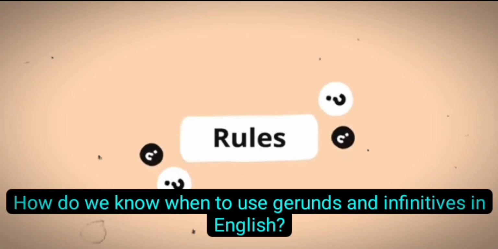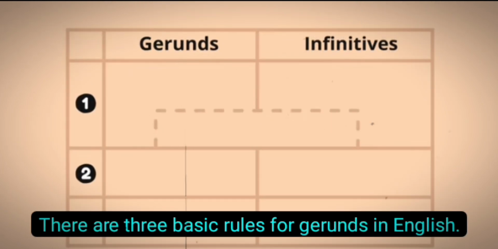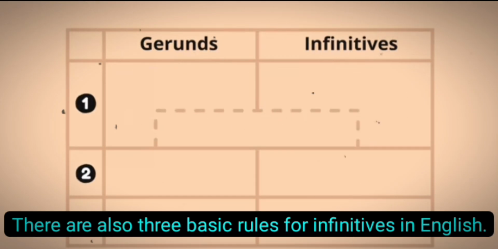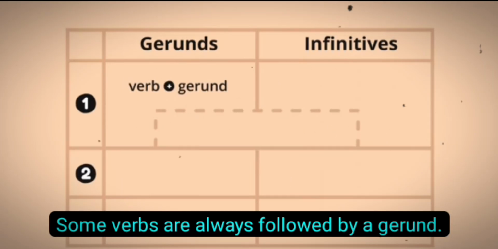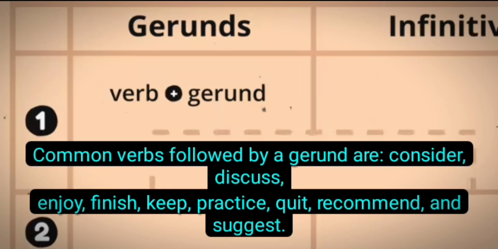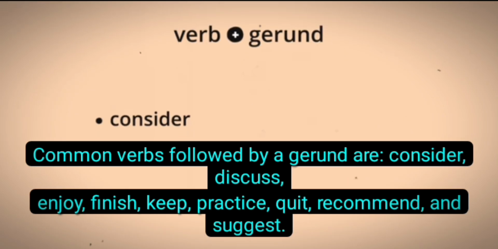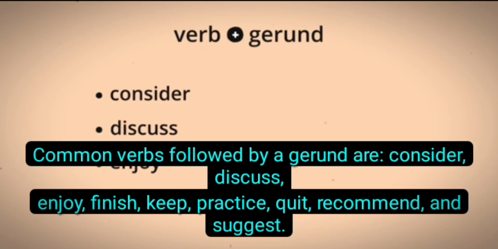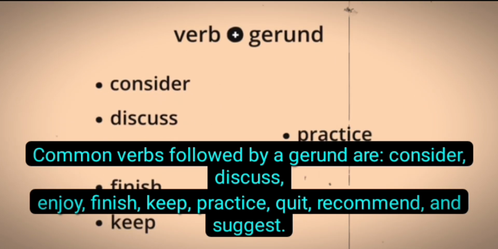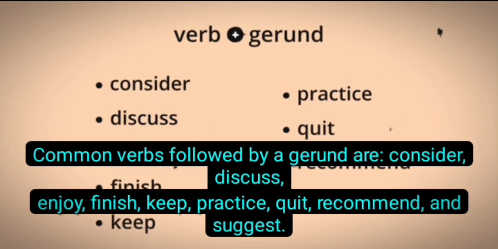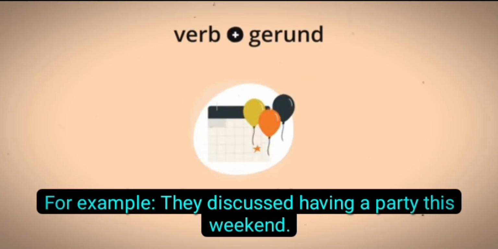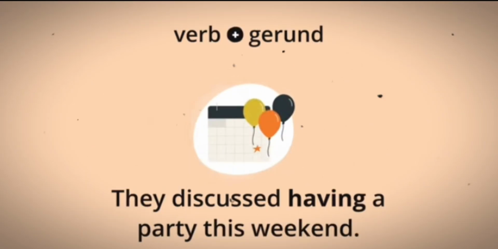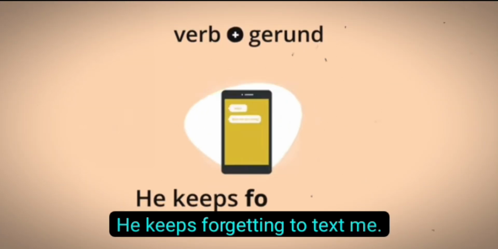How do we know when to use gerunds and infinitives in English? There are 3 basic rules for gerunds in English. There are also 3 basic rules for infinitives in English. Some verbs are always followed by a gerund. Common verbs followed by a gerund are consider, discuss, enjoy, finish, keep, practice, quit, recommend, and suggest. For example, they discussed having a party this weekend. He keeps forgetting to text me.